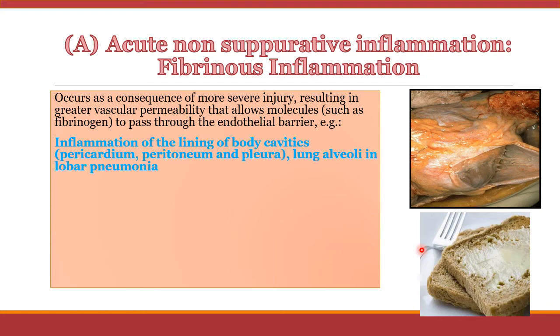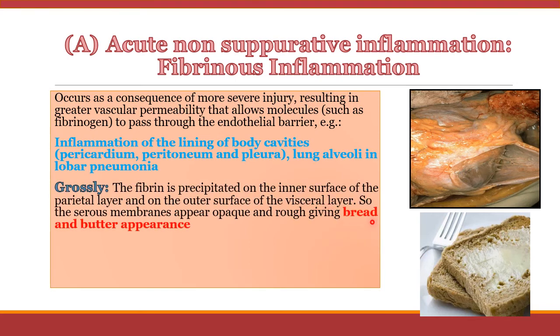If we have two pieces of toast and the butter in between and they are stuck together, and then we try to separate those two pieces of toast, we will see this appearance of something looking like the fibrin threads that are grayish white in color. So this is the bread and butter appearance, one of the unique appearances or gross descriptions in pathology.